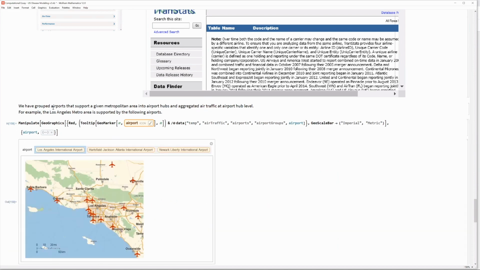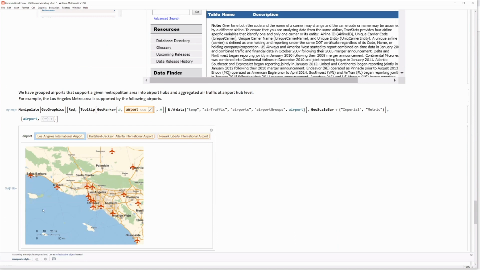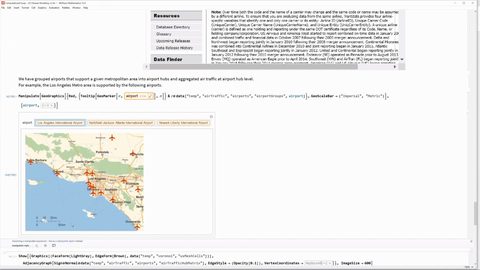So one of the things that I wanted to show is that the model is very well described in the document that we refer to, which is published on the community. For metro areas, you may have many airports. Here you see, for example, the area of Los Angeles metro.